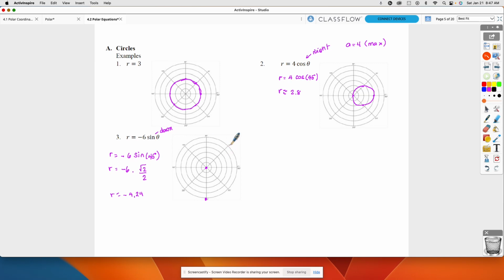So sine 45, this is your 45 degrees. r is negative, so it would be on the other side. So 1, 2, 3, 4.24. Let's say it's somewhere here. And it's symmetric onto the other side. So we have another point right here. And your graph would look something like this.